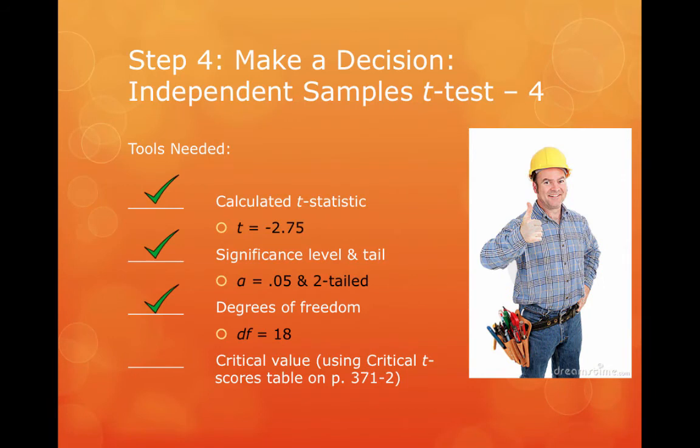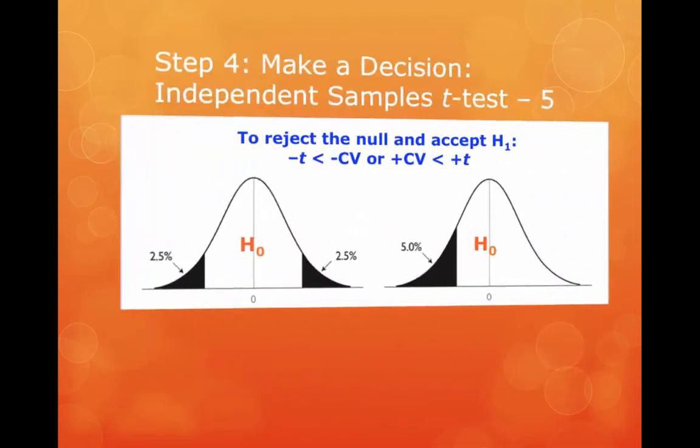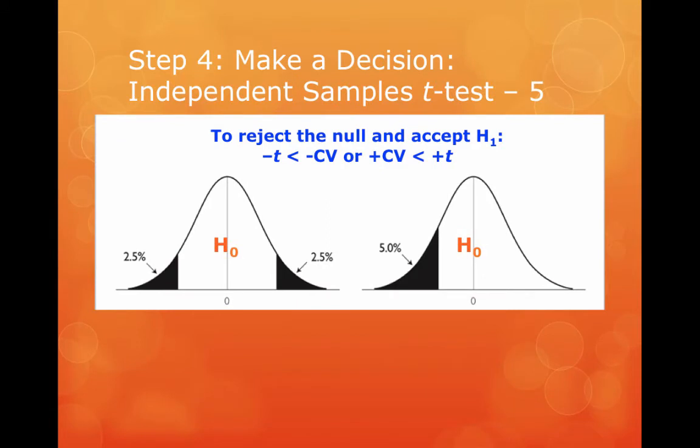Here we go. We now have all the tools we need to make our decision. So let's go ahead and make our decision. So here we have our normal distribution. And because we're working with a two-tail test, let's focus on this curve here on the left.